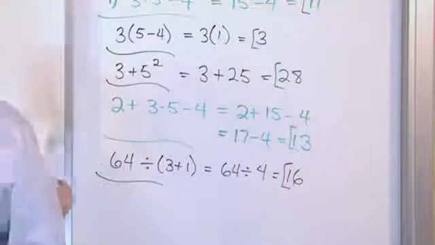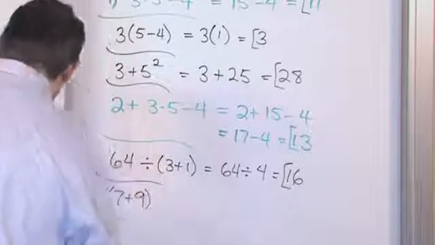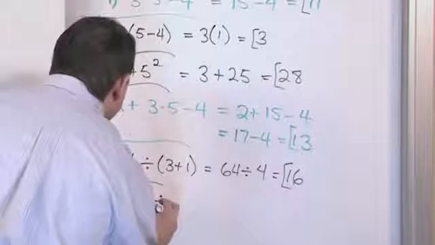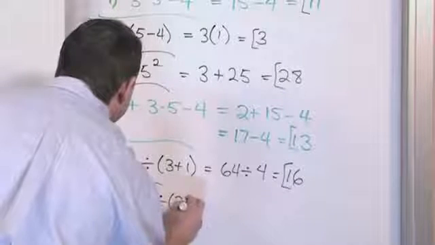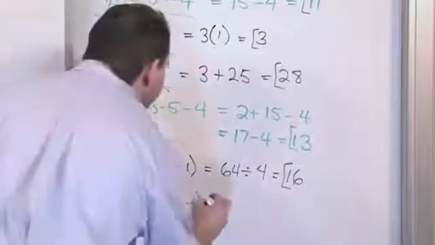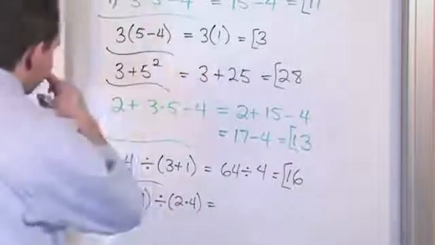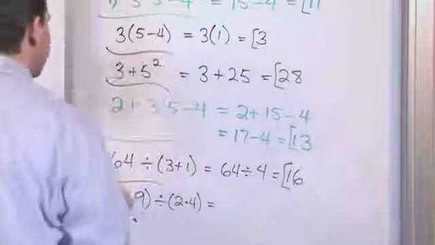All right, we'll do one more on this board. We'll have (7 plus 9) divided by (2 times 4). So we notice we have lots of parentheses here. We can do the parentheses kind of in parallel if we want. We can do this parenthesis and this parenthesis in the same step. We just need to make sure that they're done at the top of the list.